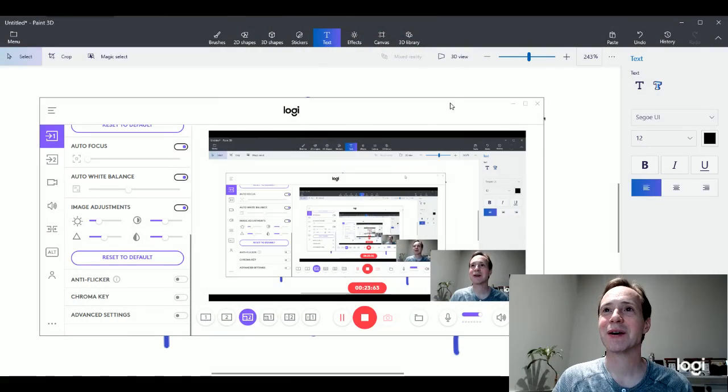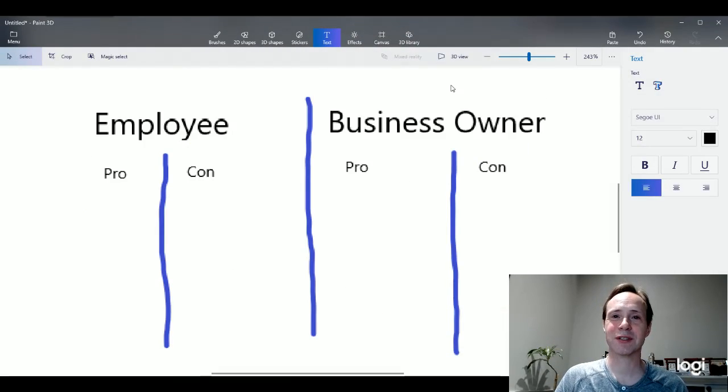So I created a little diagram. Hopefully this works. I don't know if it's going to work. I'm sort of scared. Okay, so let's get in here. Hopefully this is working. Where I sort of broke it down. So here's the employee, and the business owner. And when they get together, there's pros and there's cons.